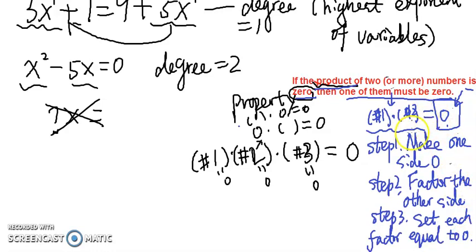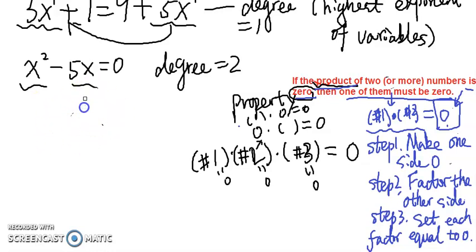And if you remember this property, these steps can be remembered. So if the product of 2 is 0, then one of them must be 0. So product, do factoring. One side, make it 0. And one of them must be 0, so you set either the first is 0 or the second is 0. So let's go back to the example we talked about here.